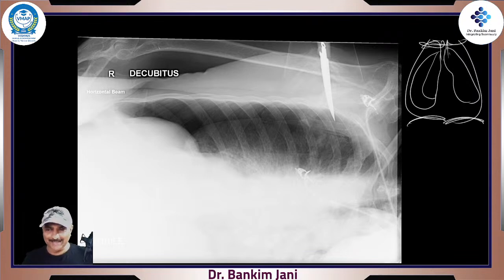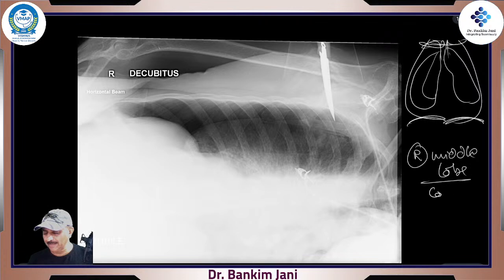And I give you my example. In COVID, I got my right middle lobe totally collapsed. My oxygen level was such that I was unable to walk from one room to another room.